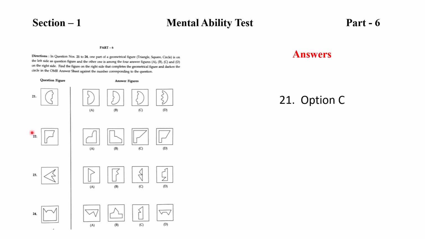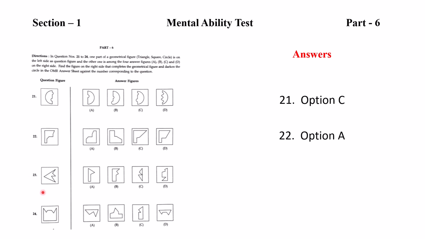Now, coming to question number 22, adding these three figures B, C, D would not create any geometrical figure, but if I add option A to this figure, that would create a perfect square. Therefore, option A would be the right answer for question number 22.